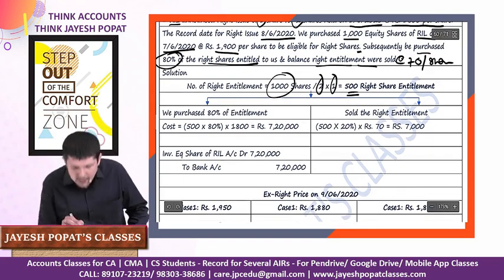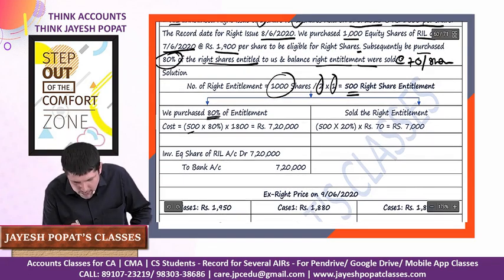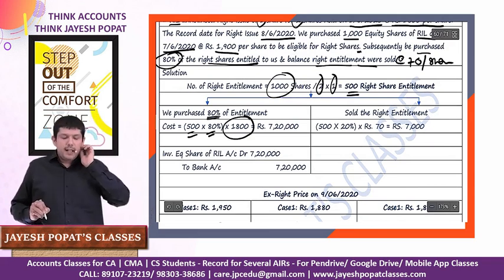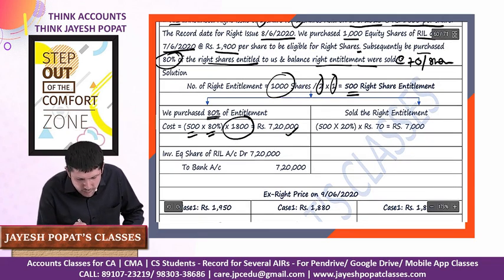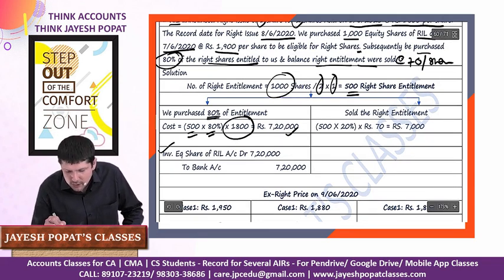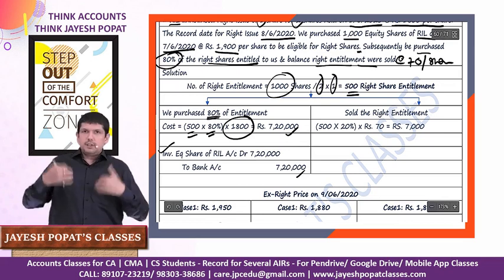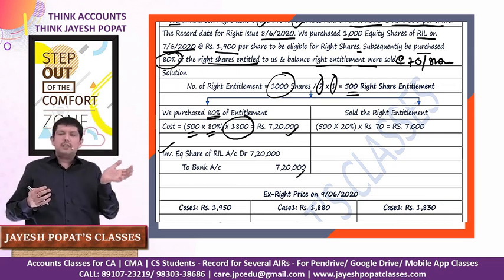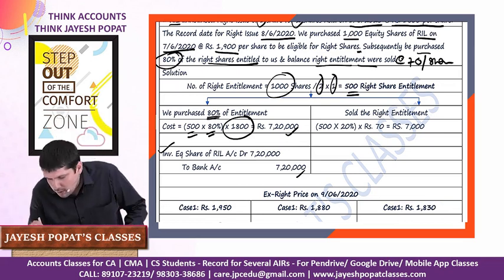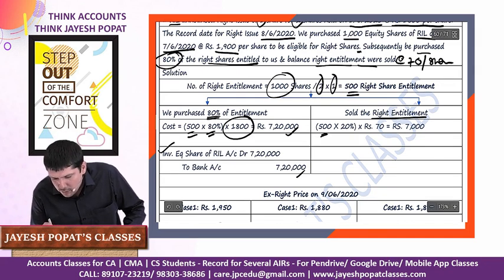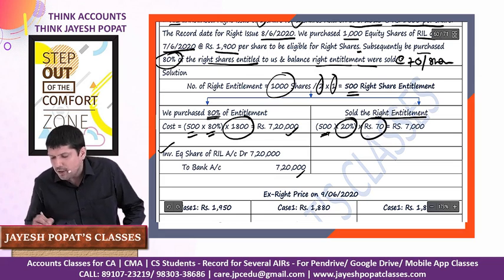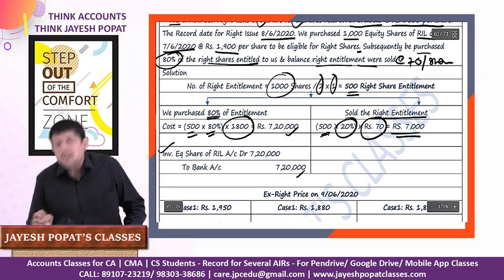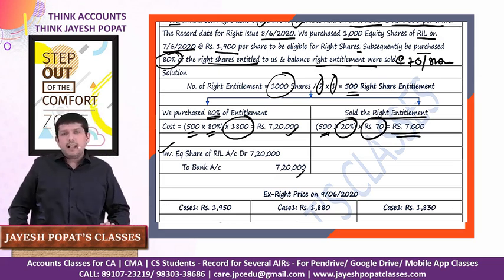We purchased 80% of the 500 rights entitlement, at 1800, which is the price at which the rights shares are offered. So 7,20,000. Our entry will be investment in equity shares of Reliance Industries to bank. So we have purchased this share and we accumulated the cost in the investment ledger. Sold the rights entitlement. Out of 500, 20% has been sold at the price of 70. So we have received rupees 7,000 by selling these rights entitlement.